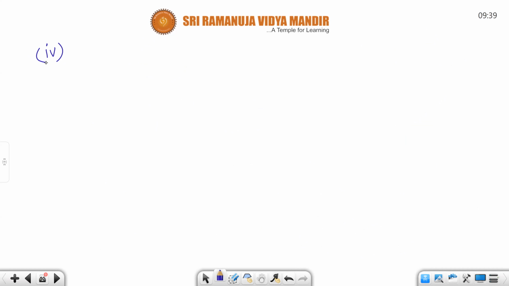f of x is equal to sin x plus cos x on the closed interval 0 to pi. Come on, let us first find the local maxima and local minima.